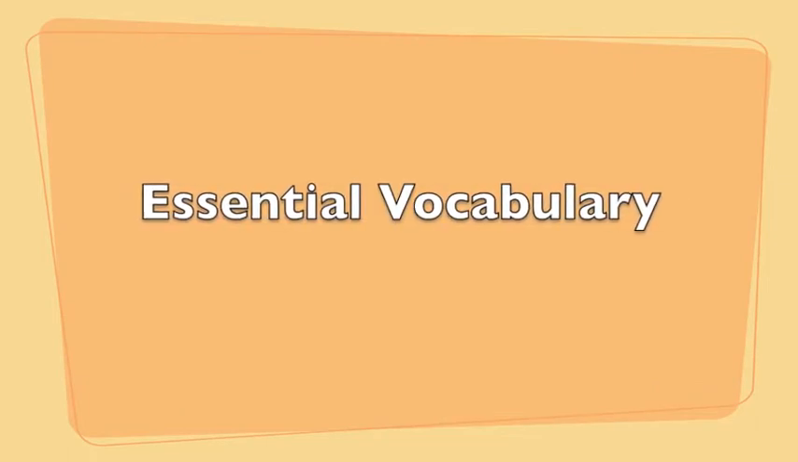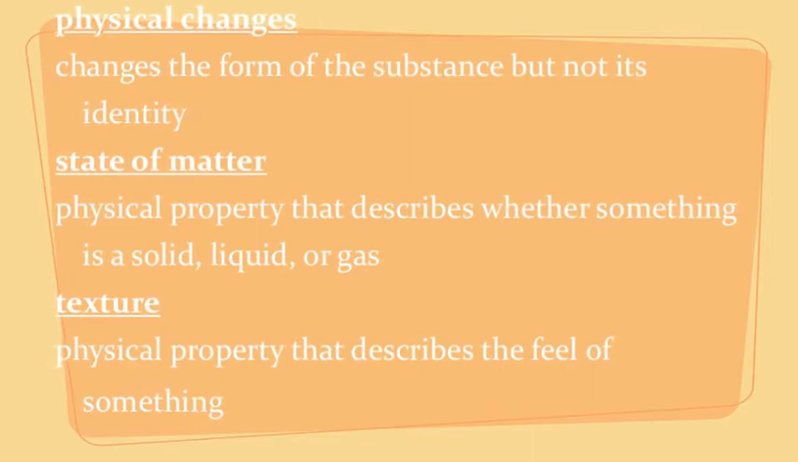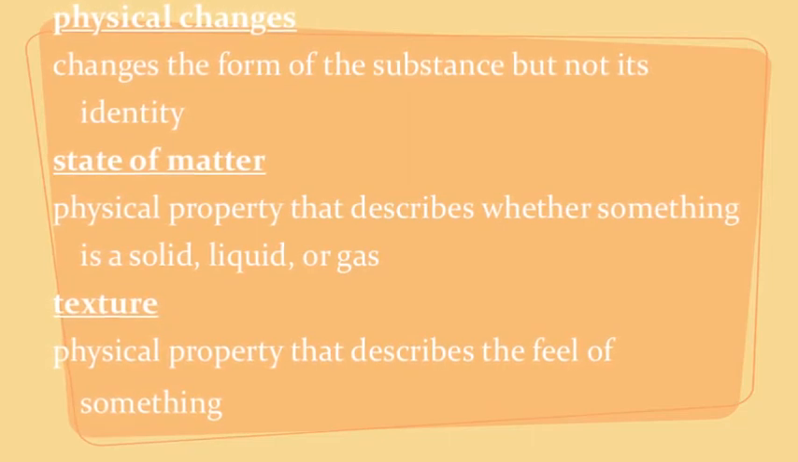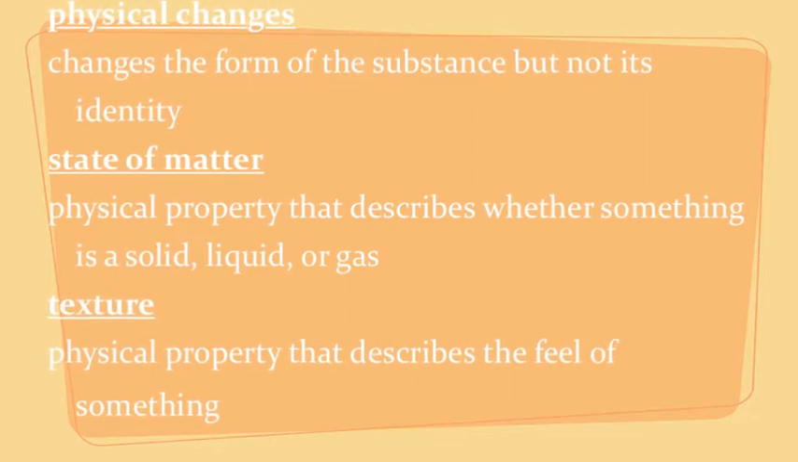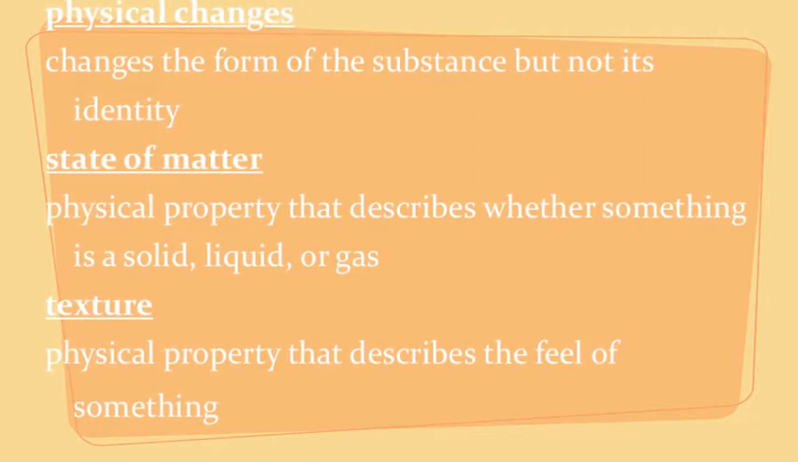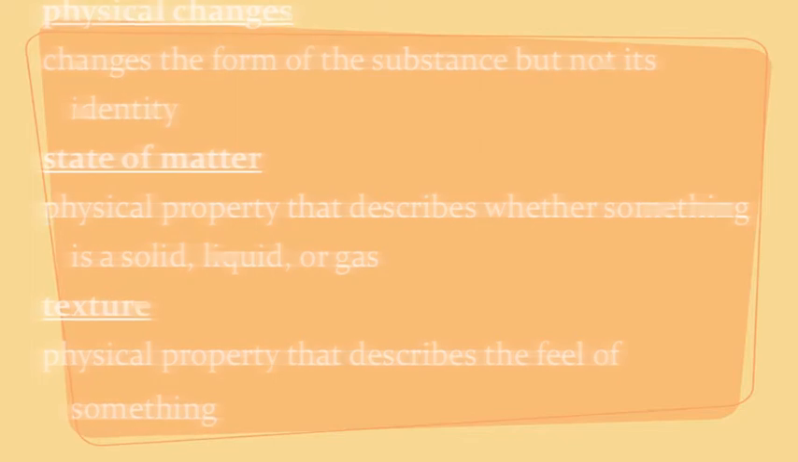Some essential vocabulary for the lesson is going to be physical changes. Changes the form of the substance but not its identity. State of matter. Physical property that describes whether something is a solid, liquid, or gas. And texture. Physical property that describes the feel of something.